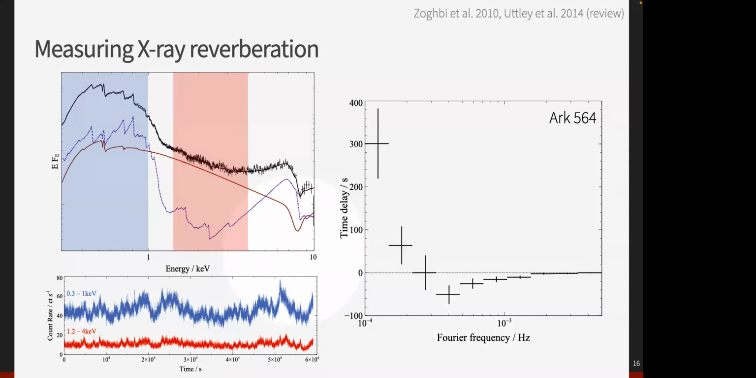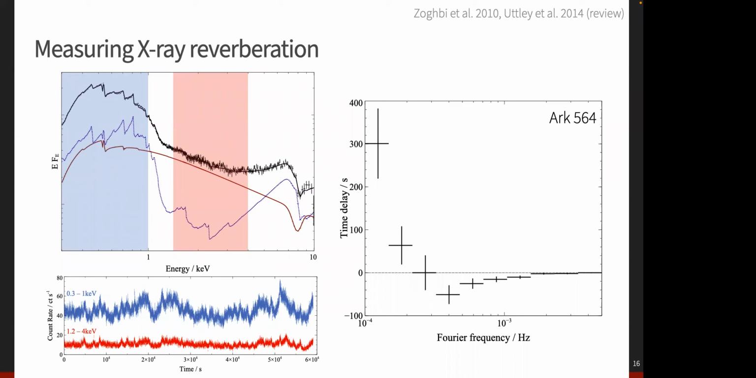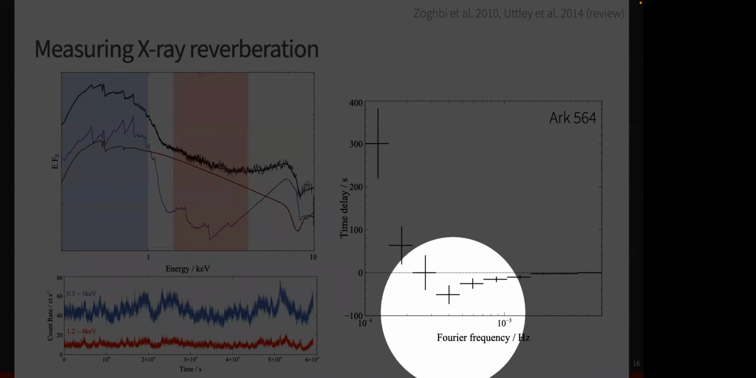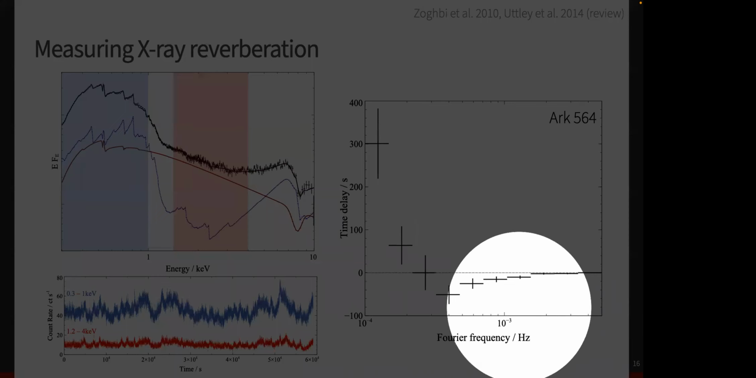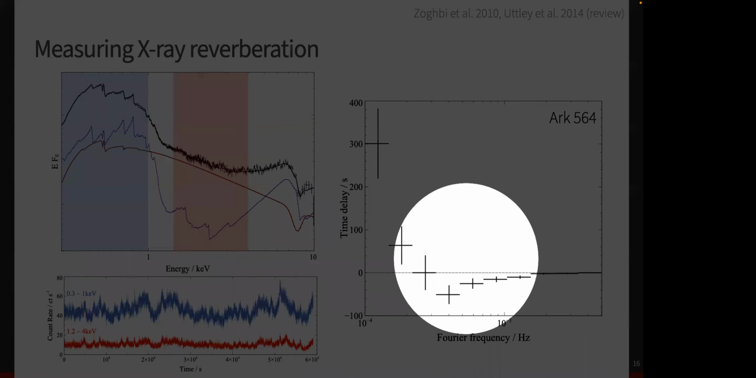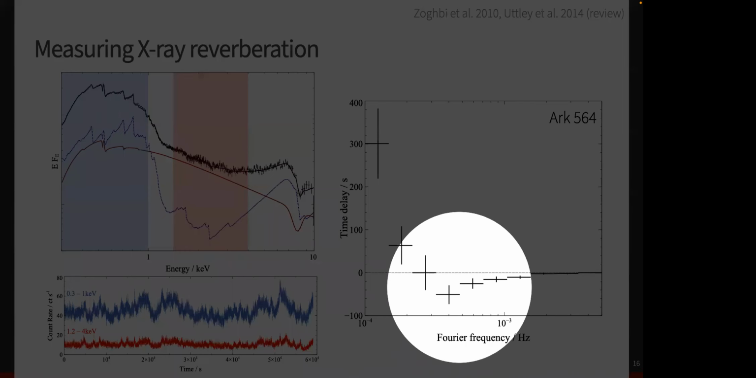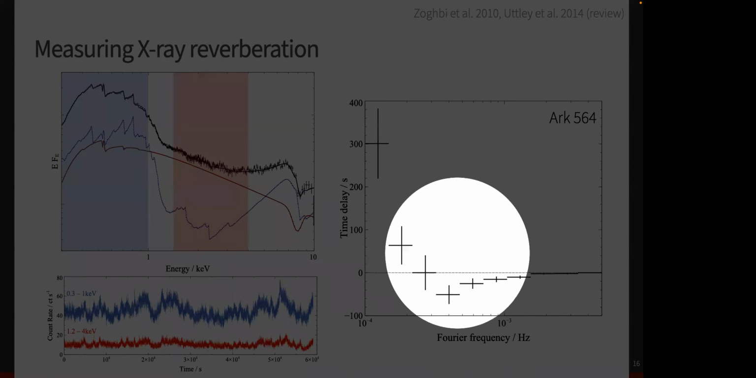And if we look at our spectrum, it's the soft band that's the reflection. So our reverberation signal, where the reflection is delayed because of the light travel time, is the negative part of this graph. So in the frequency range, in the components of our variability at these time scales or these frequencies, where the time delay is negative, this is where we're measuring the reverberation signal. And just how negative this part of the plot gets, that is the magnitude of our time delay.